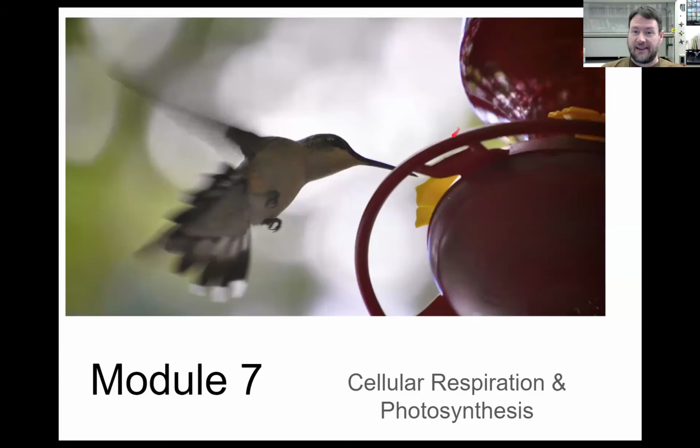So this is module 7, and we have a nice little picture of a hummingbird sucking on some nectar from a fake flower. But they eat from real flowers too. So why are they doing this? Because they need energy. And how do the flowers make sugar? How do they make the nectar? These are all questions that we will get to in this module.